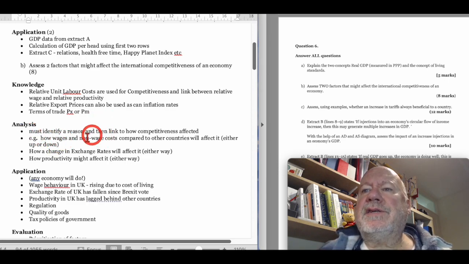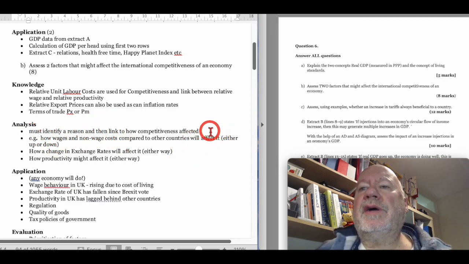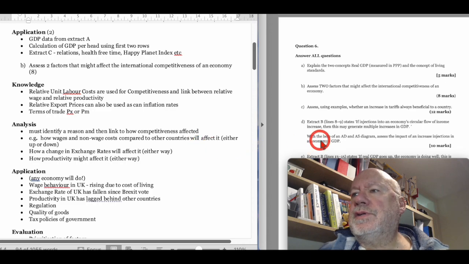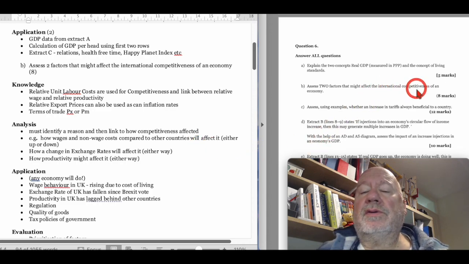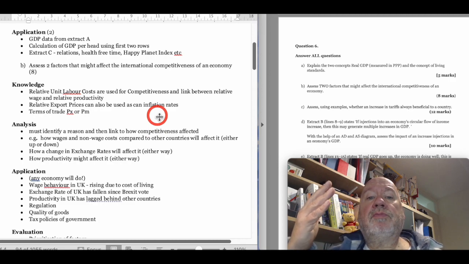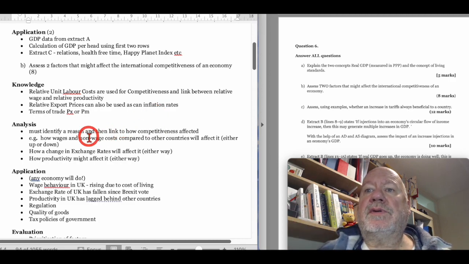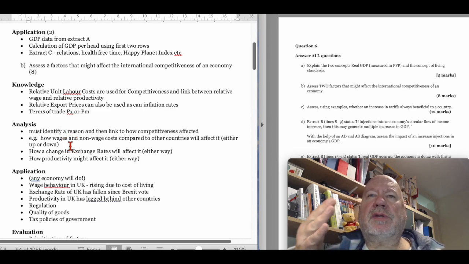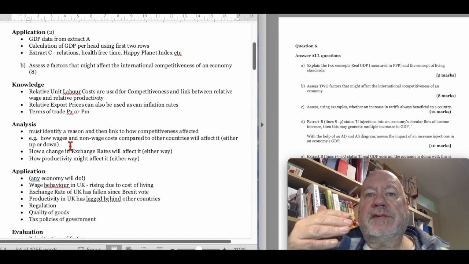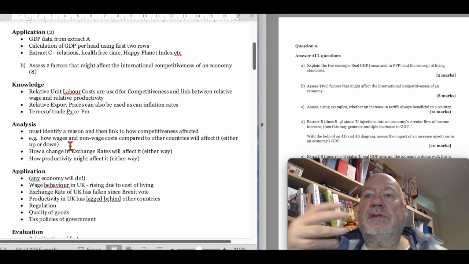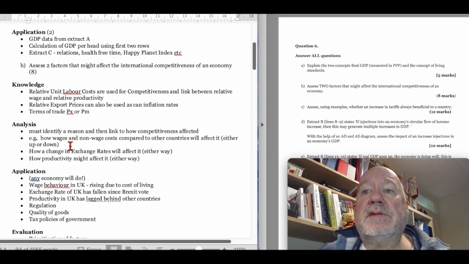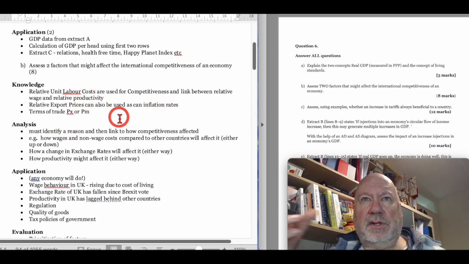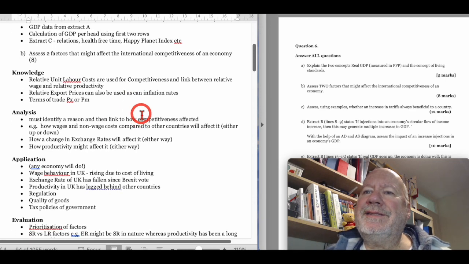The analysis would be to identify a reason and then link it to the competitiveness. So you might say how wages or non-wage costs compare to other countries, and because it just says affects the international competitiveness, you could say it improves it or it worsens it. So if you were saying wages, a rise in the wage of one country compared to another country would increase its relative unit labour costs, which would therefore worsen their competitiveness. So you've got to link the analysis to the definition of competitiveness in some way.